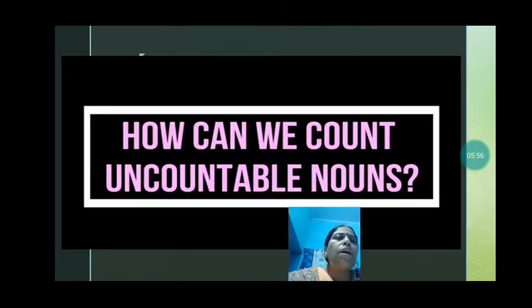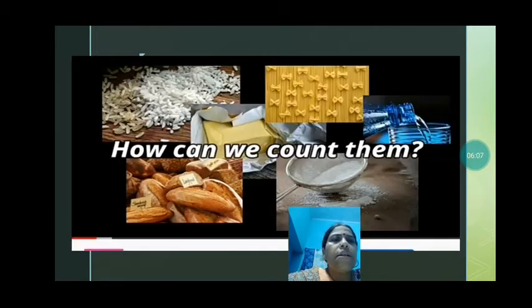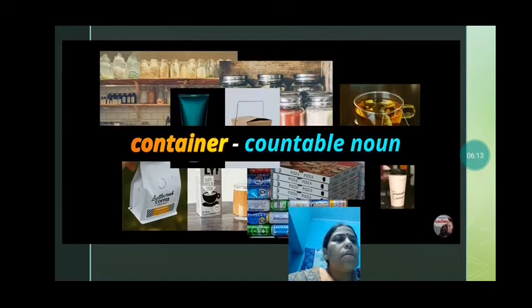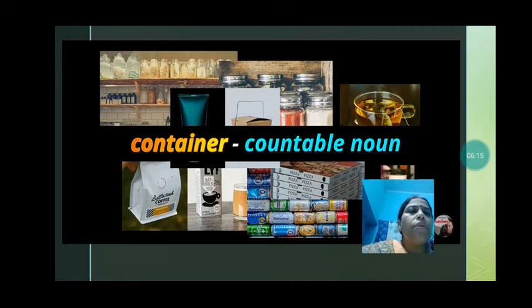Now, how can we count uncountable nouns? We have seen that we are not able to count uncountable nouns. Then how can we count them? There should be something so that we can count. Let us see. Like rice, biscuits, then salt. For that, we use containers, or quantifiers.